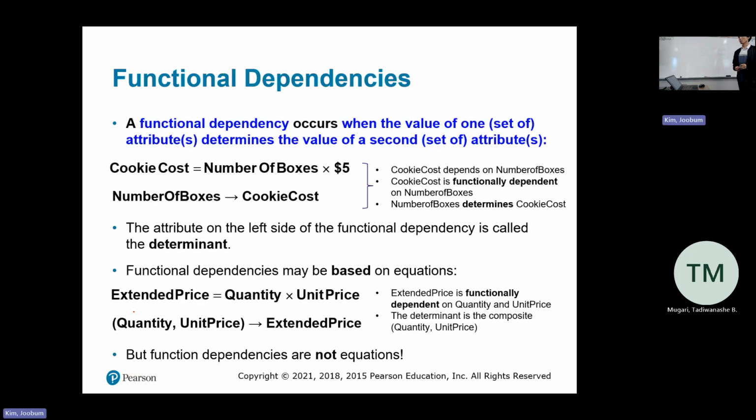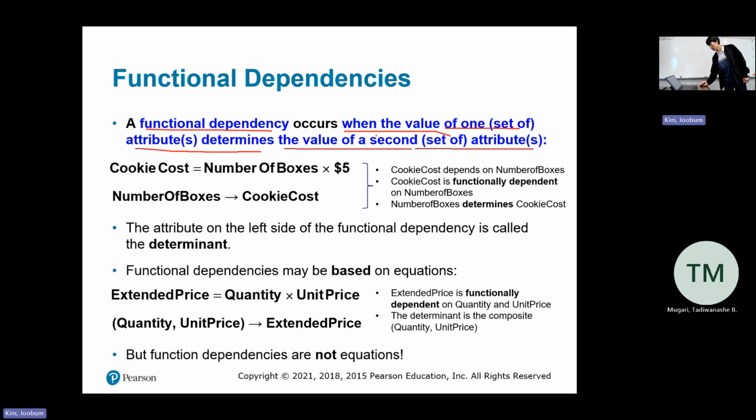So an important concept in the relational database is functional dependency. So what is a functional dependency? A functional dependency occurs when the value of one or a set of attributes determines the value of a second attribute or set of attributes. What does that mean?